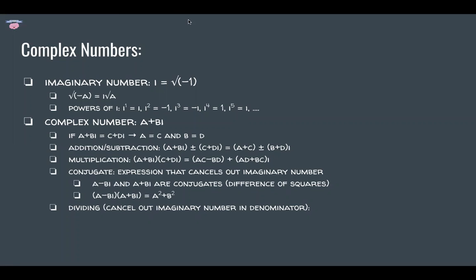So now division. The main thing about division is you cancel off imaginary numbers in the denominator. So for example, if we had 2 plus 3i over 4 minus 2i, you have to find the conjugate, 4 plus 2i, and like with radicals, you multiply top and bottom by it. And now if you multiply this out in the denominator, you get 16 plus b squared, which here is 4.